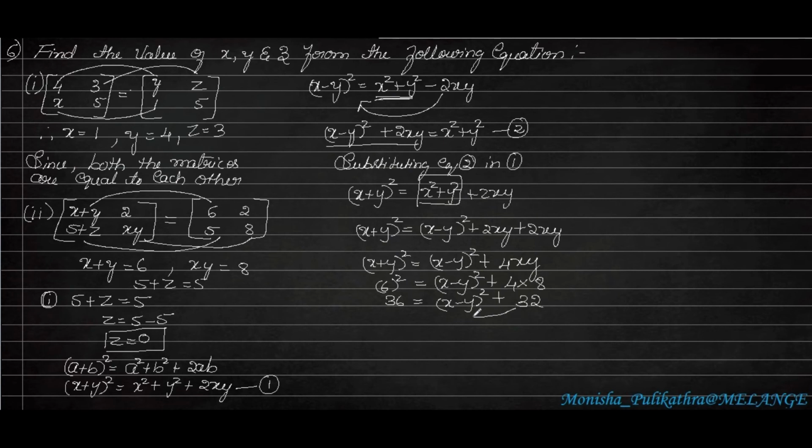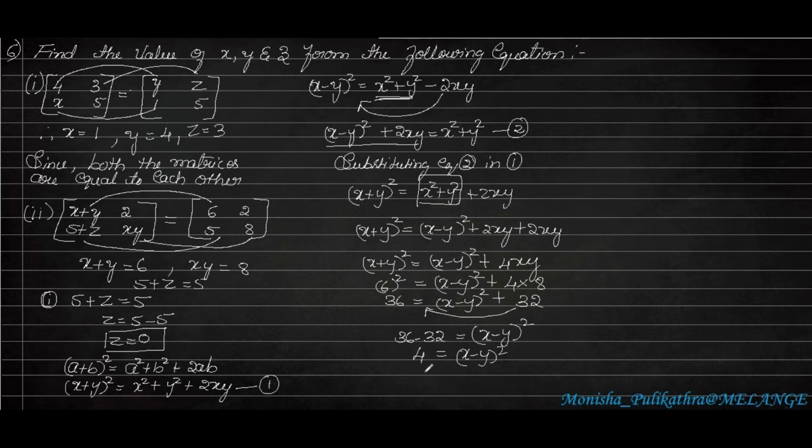So 6 squared is 36, which is equal to (x minus y) whole squared plus 8 fours are 32. When you shift it here, it will become 36 minus 32 is equal to (x minus y) whole squared. Oh, sorry. 36 minus 32 is 4. So 4 is equal to (x minus y) whole squared.